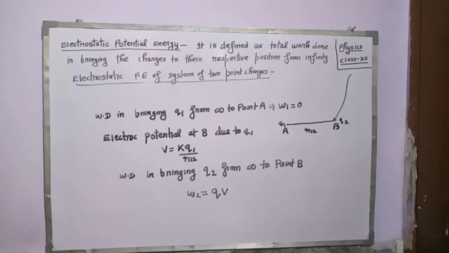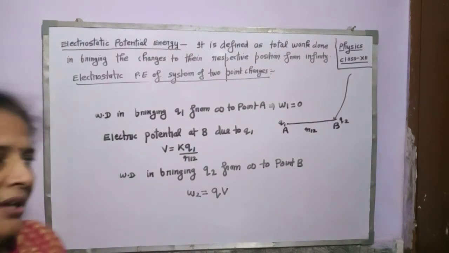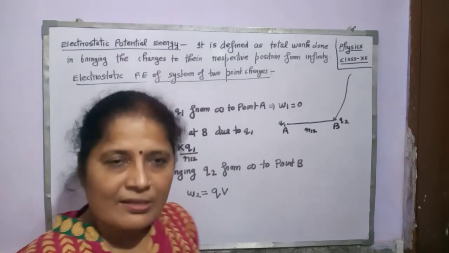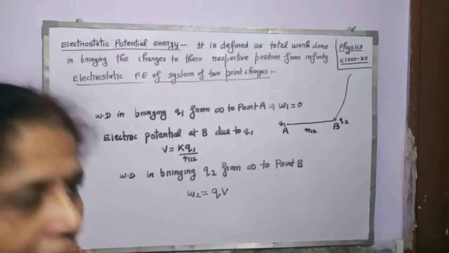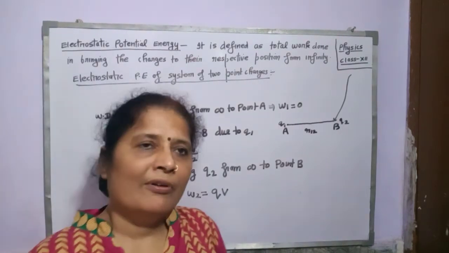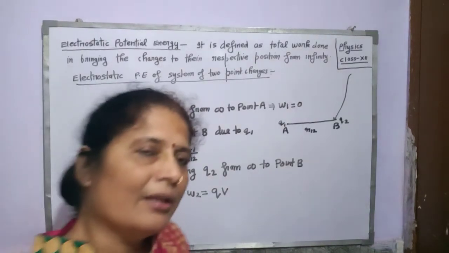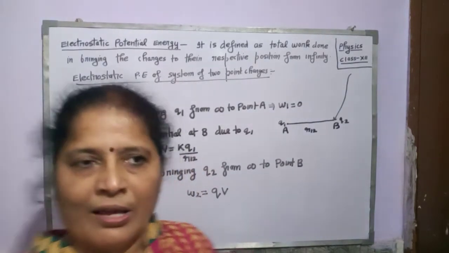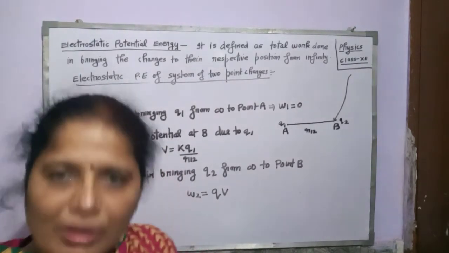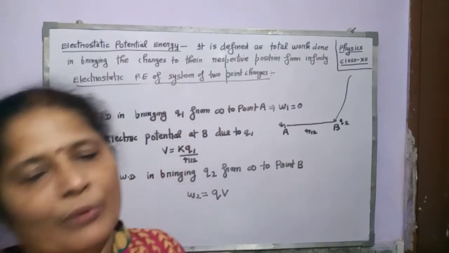What is the electrostatic potential energy? Suppose there is a system of charges which consists of two or more charges. Then how can you define the potential energy of this system of charges? We have to bring each charge from infinity to their respective positions and then find out the work done in each case. The sum of all these work done will give you the value of the electrostatic potential energy.